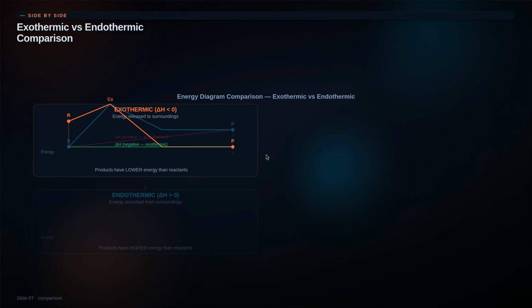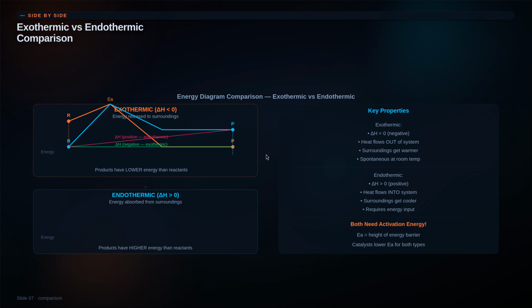Let us bring everything together in a clear comparison. Exothermic reactions release energy to the surroundings, have negative delta H, and often feel warm or hot. Endothermic reactions absorb energy, have positive delta H, and feel cold. Combustion, neutralisation, respiration, and hand warmers are exothermic. Photosynthesis, melting, evaporation, and thermal decomposition are endothermic. In both cases, activation energy must be overcome.